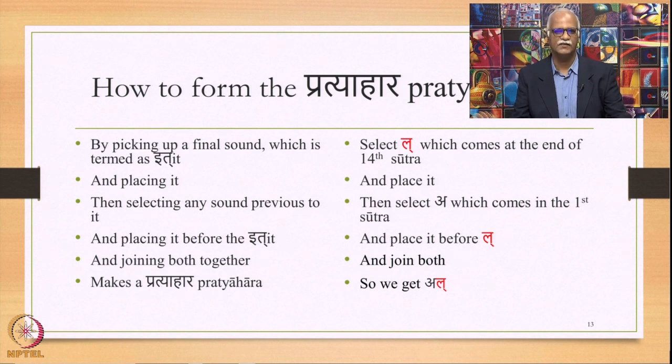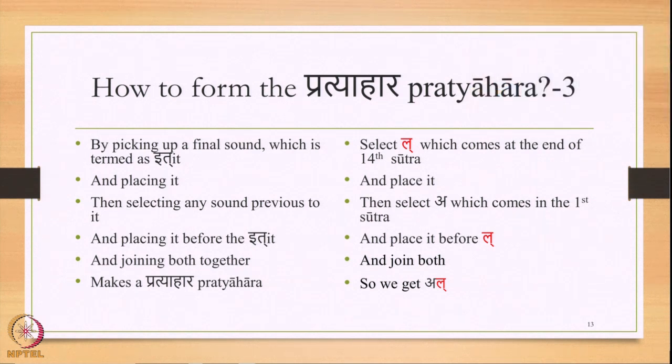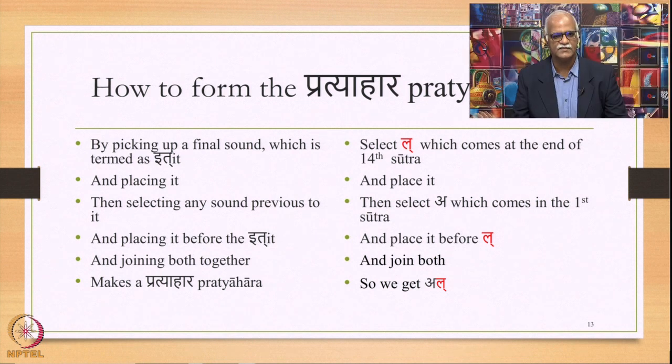Let us take one more example with the final consonant L once again. This is the third example which shows us how to form the Pratyahāra. We follow the normal routine by picking up a final sound which is termed as it, place it in front of you, select any sound previous to it and place it before the it, and join them both together.